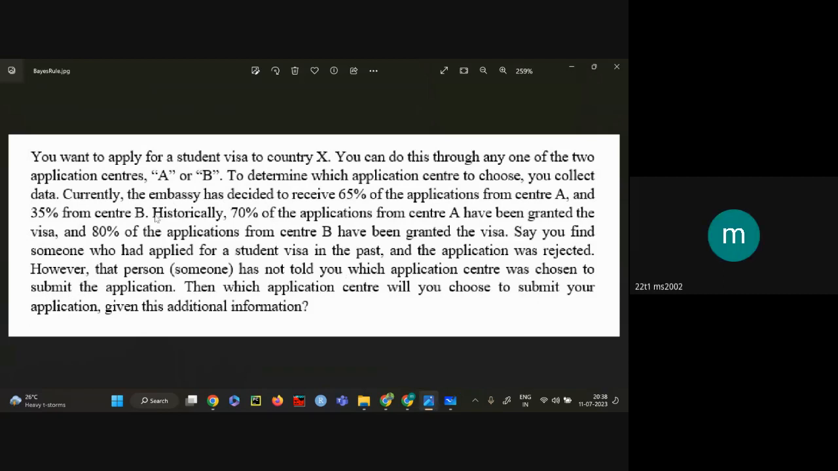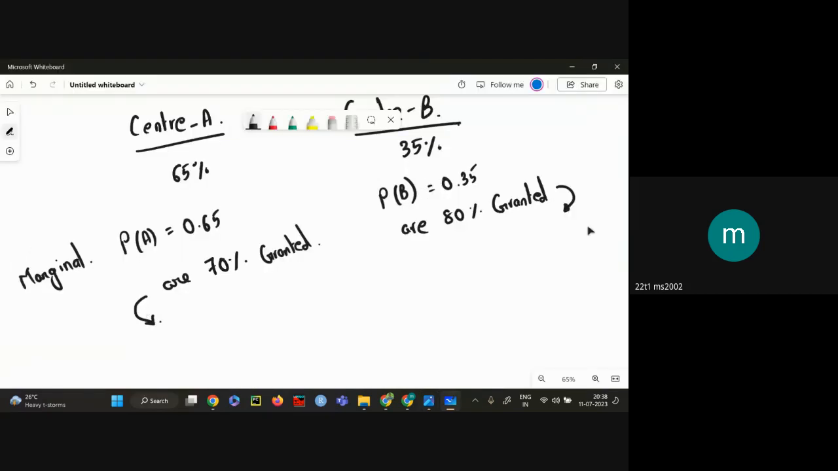Okay, so my question is: historically 70% of applications from center A have been granted the visa and 80% of applications from center B have been granted a visa. This particular statement in the question, in terms of mathematical notation, what probability is that converted to? What is that? Probability of granted given it is from A. Yes, the probability of granted given that it is from a center. Fantastic. So what is that called? The conditional probability. Yes, it is the conditional probability.